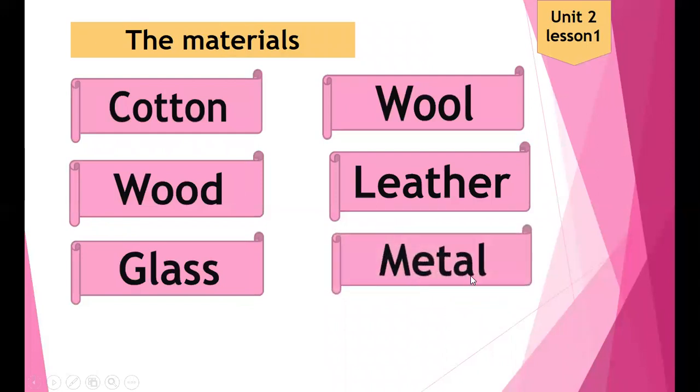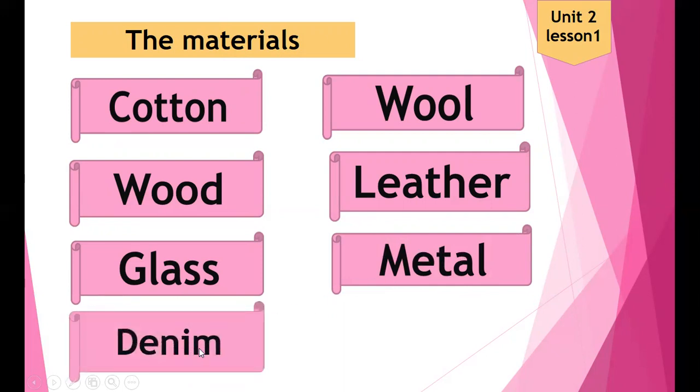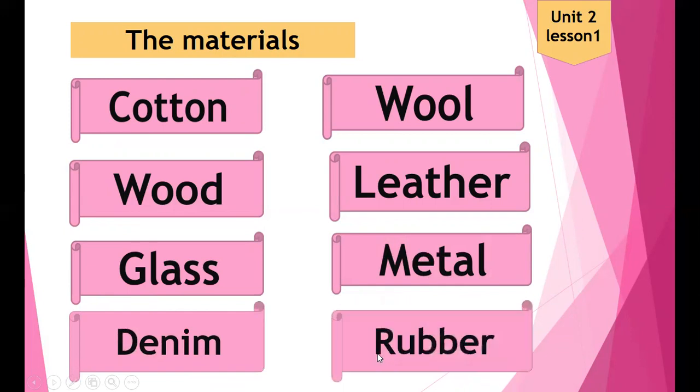And also we have metal, something metal, such as a saucepan. It does not mean iron specifically. It is any metal. Also we have denim. Finally, rubber. So all of these are the materials that we will study in Lesson 1, and we use these materials to make things.